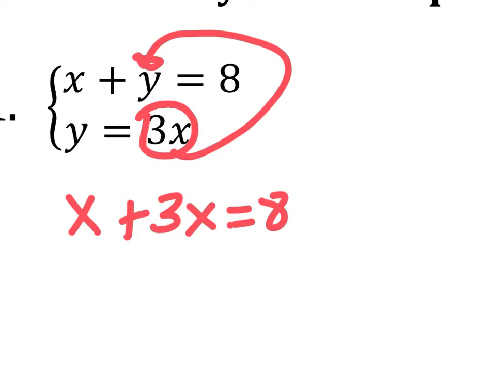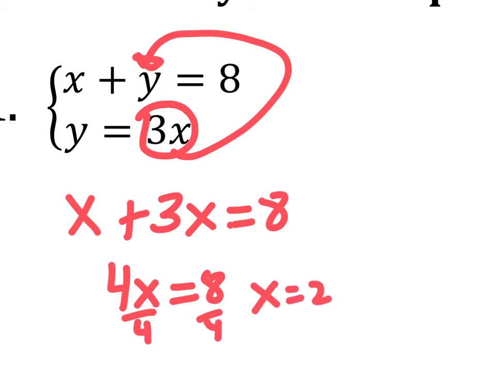Now, get our algebra. 3x plus 1x is 4x. Collect like terms on the same side is equal to 8. And then divide everything by 4. And you get x is equal to 2. So that's rule number one. These are the three rules. Rule number one, make sure one of them is equal to y. Or x. Rule number two is substitute in our value. So we're going to take 3x and plug it in. And then rule number three is to simplify and solve for the variable, which is x equals 2.